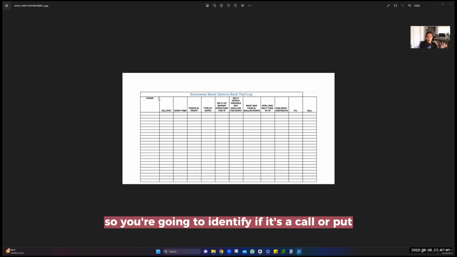So you're going to identify if it's a call or put. For my Forex traders, this would be a buy or a sell. You're also going to write down the time you entered, how many points or pips in profit you gained from that, and what type of entry it was. Was it a market structure retest? Was it a breakthrough? Was it a flag pattern break? Was it an ascending triangle break? Was it a Fibonacci entry? I want you to identify those.